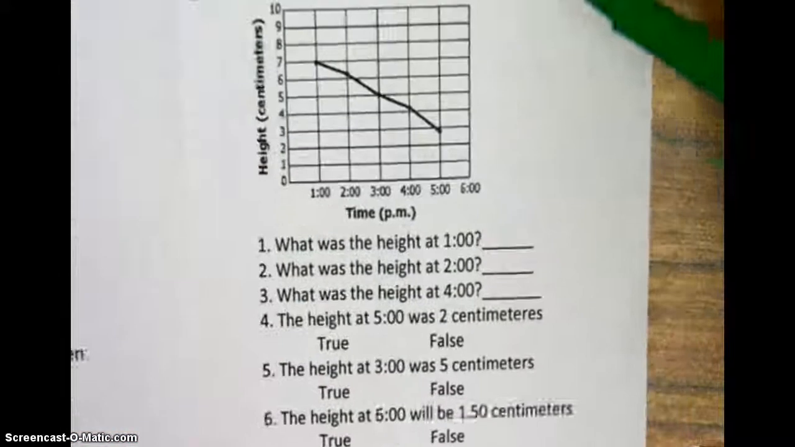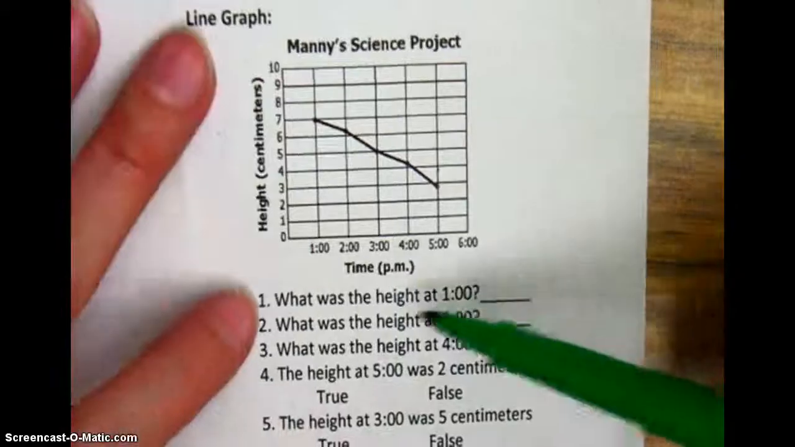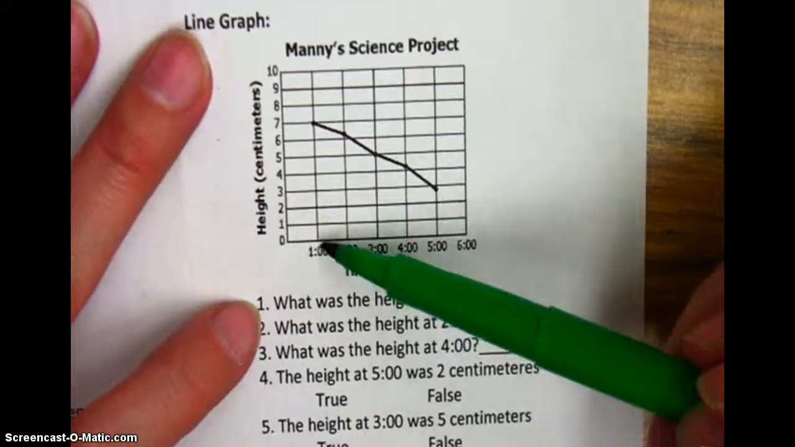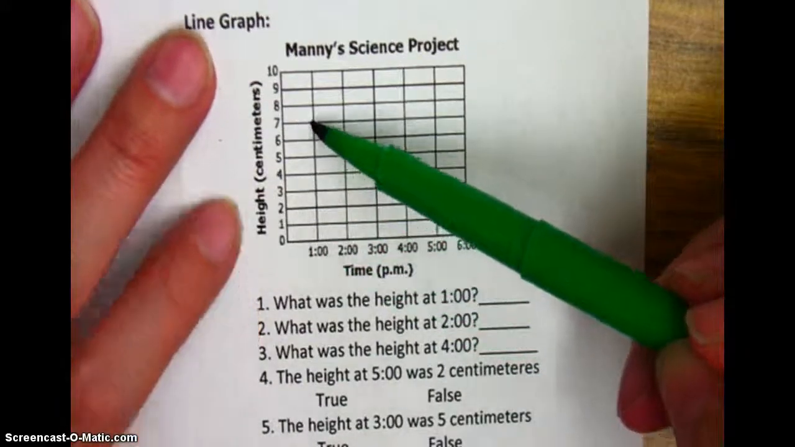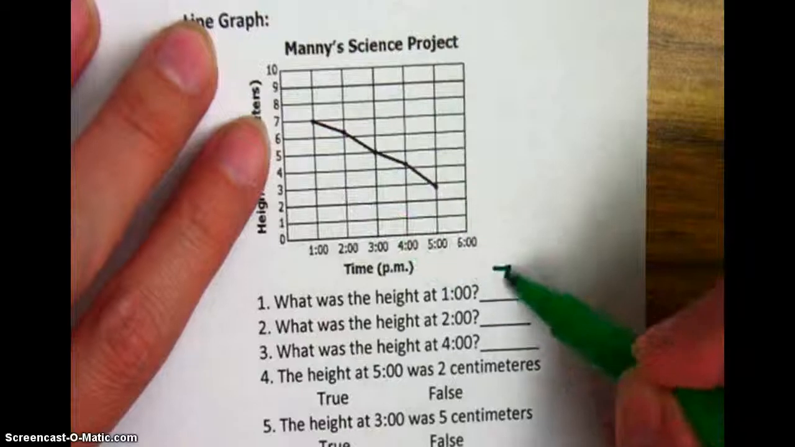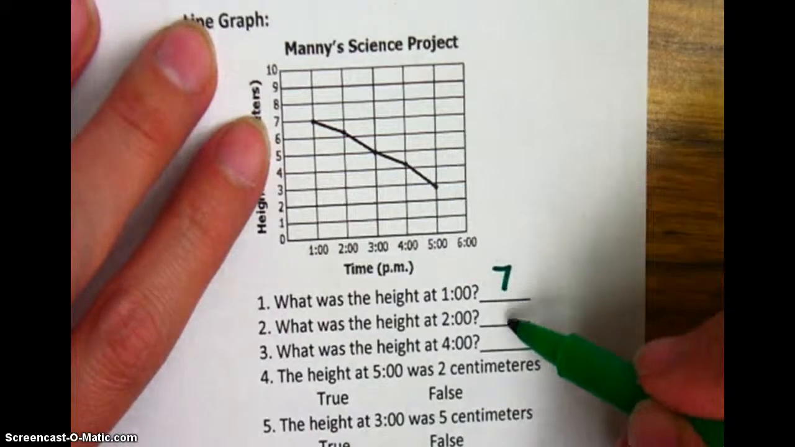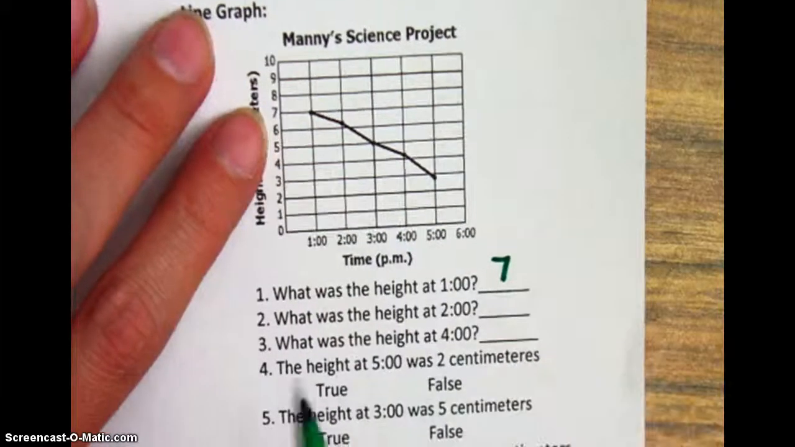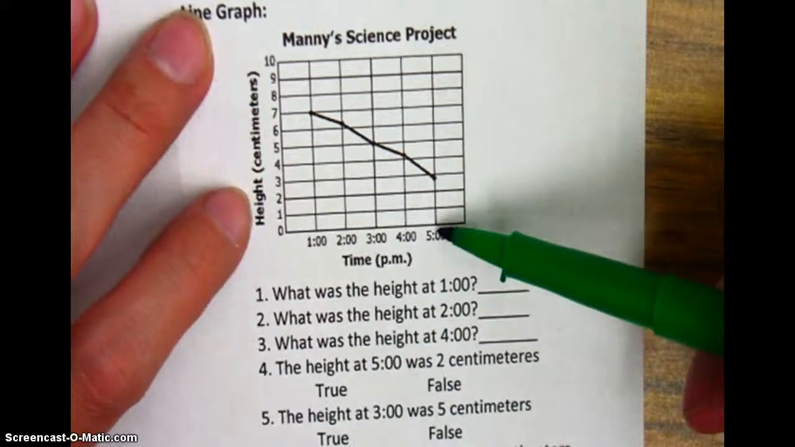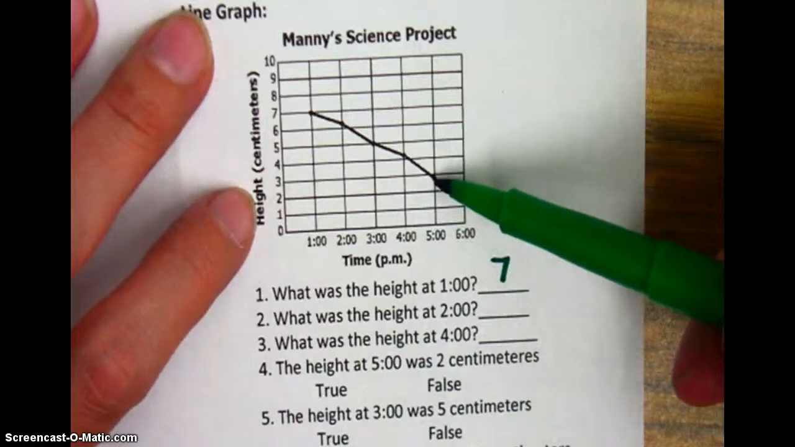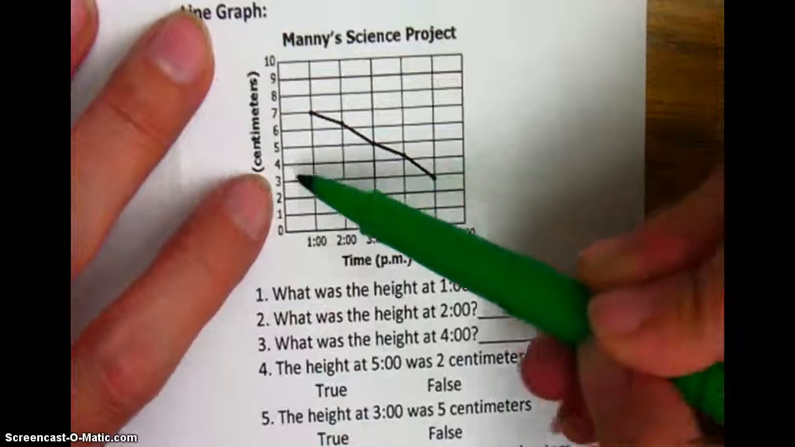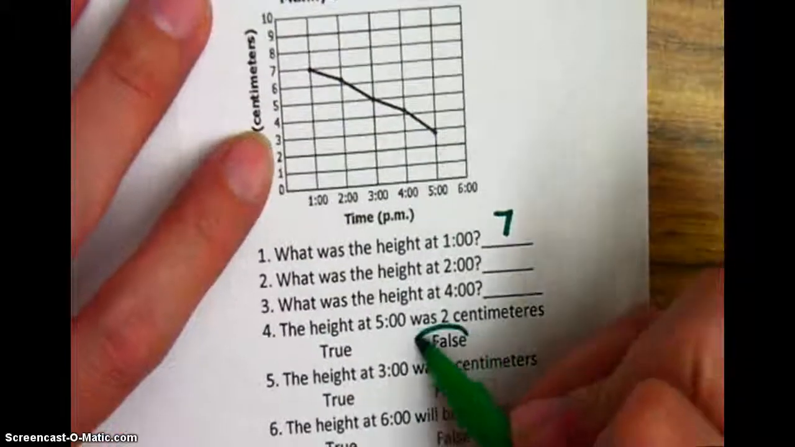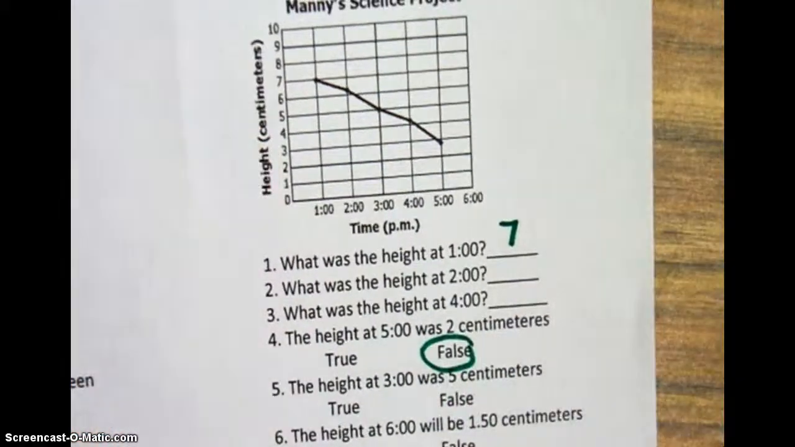And then your line graph, it says, what is the height at 1 o'clock? Here's 1 o'clock, and your height is 7. So I'll let you fill out the other 2. And then it says the height at 5 o'clock was 2 centimeters, true or false? So if you look at 5 and you come up to the line and you go over this way, that says 3, so that would be false. So I'll just go ahead and let you finish the rest of those 2.